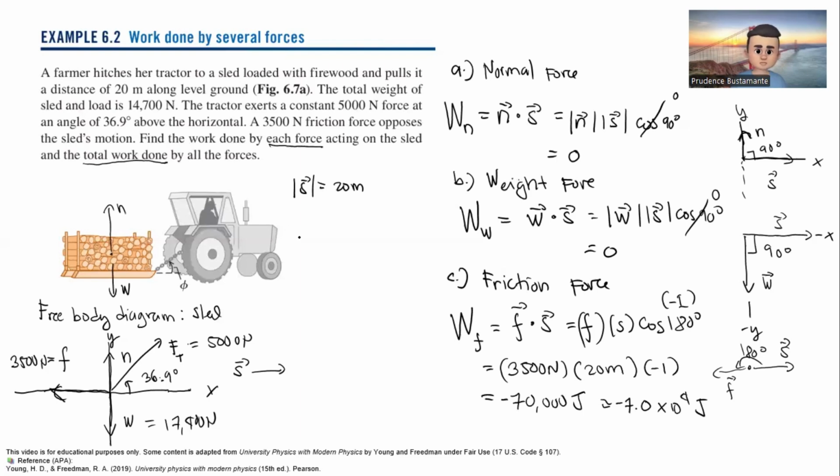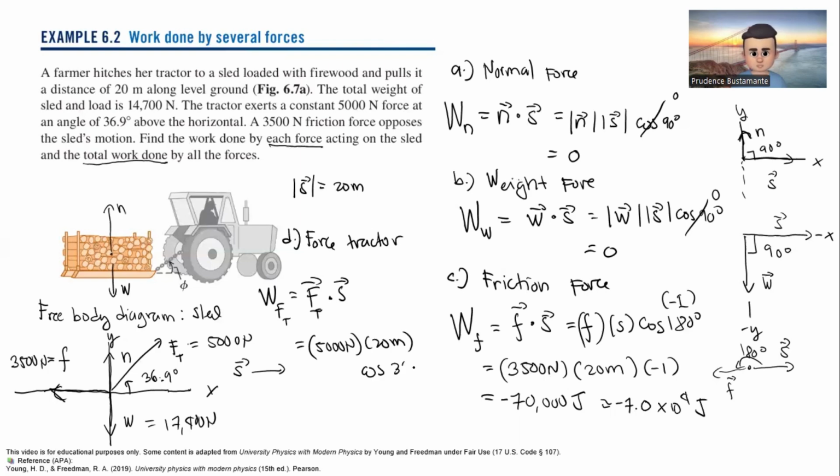So for letter D, the force exerted by the tractor. The work done by the force exerted by the tractor is just the force times the displacement. So this is equal to 1,000 Newton times 20 meter times cosine of 36.9.